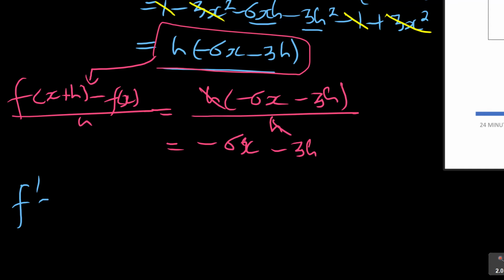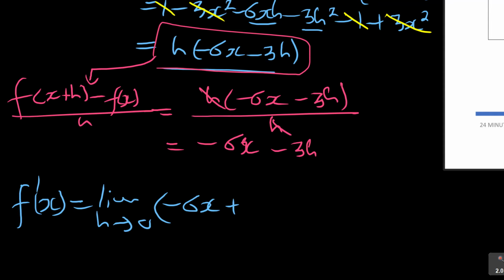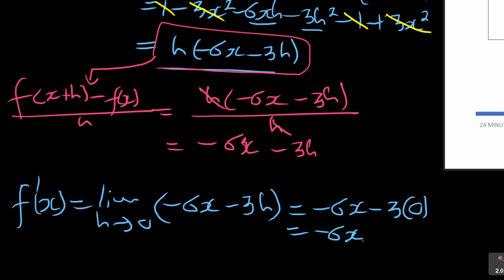Then write the final part to say f prime x is equal to the limit as h approaches 0 of negative 6x minus 3h. You see, which is equal to negative 6x minus 3, where h becomes 0. That's what it says there. The answer is negative 6x.